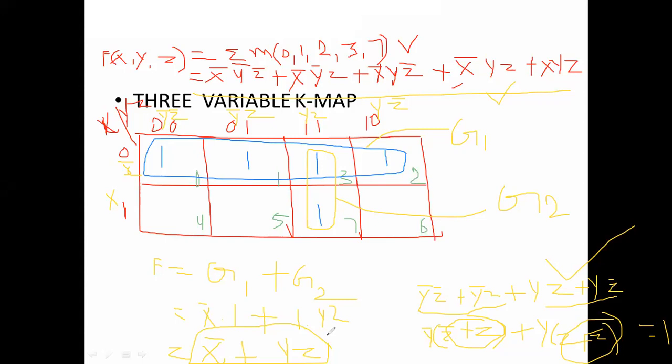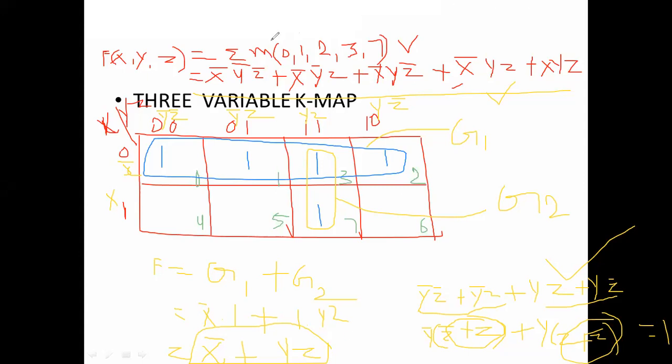Next, after completing that, try pairs. If there is no possibility for quad and pair, then leave it. We take only the single one, and take the corresponding value for the single one. Do you understand here?